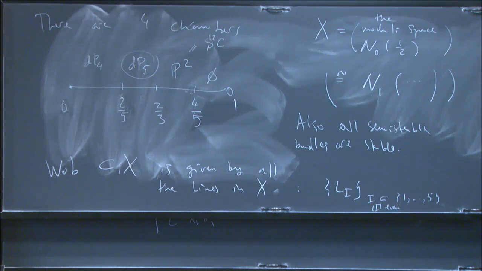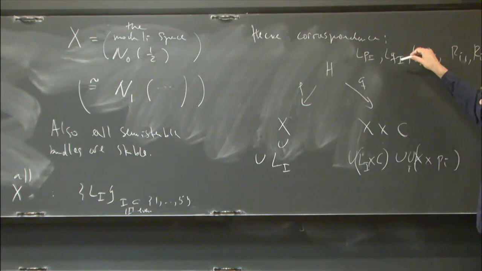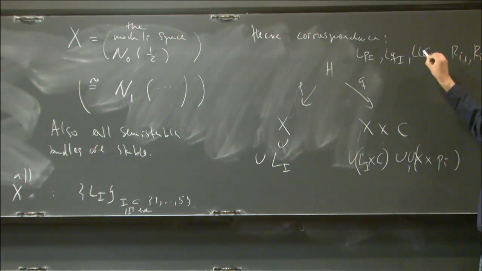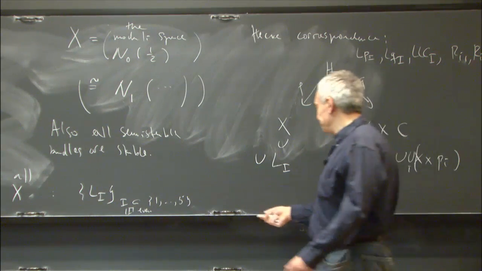The LPI is, if you take the preimage of Li under the map P, it decomposes into two components, LPI and LLCI. If you take the preimage of the Li this way, it decomposes into LQI and LLCI. And if you take the preimage of X cross Pi, this gives you a divisor which happens to be reducible. It has two components. They're isomorphic, but not the same. So these are the divisors.